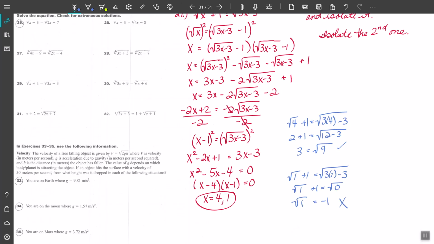So here we can see that plugging 4 back in gives us a true statement. 3 equals the square root of 9. But down here we end up with the square root of 1 equals negative 1. So remember, the square root of 0 is 0 itself. And then I take that 1 over to the other side. And that is not true. So that means that the 1 is extraneous. So we want to throw that out, and x equals 4 is our answer.